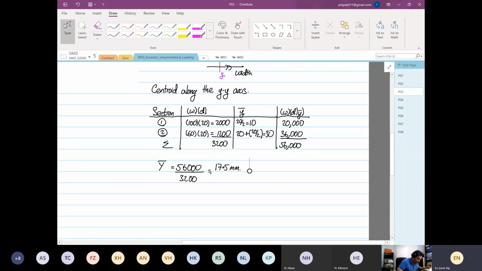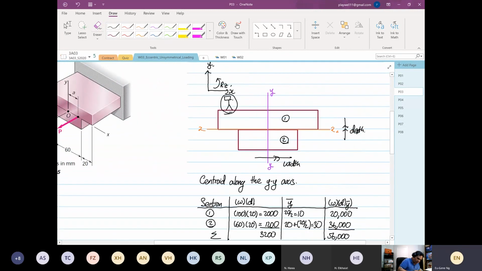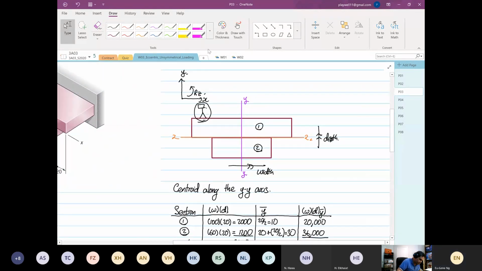Right, 17.5 millimeters. So i.e., the neutral axis, I'm going to draw in dark green now. This is the position of the neutral axis. Okay. And then we have another position of the neutral axis over here. Right. And where the force is applied, the force is applied directly on the x-axis, right? And this is our P.